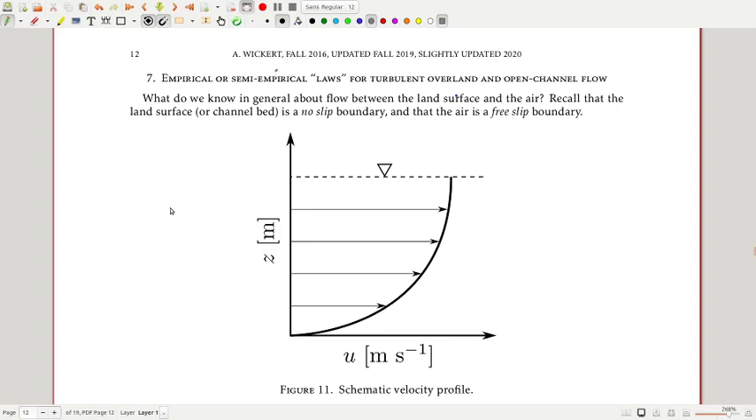Let's imagine water flowing in a river. And this water is flowing between the land surface, so the bed of the river, and the air surface up here. And so just to be really clear in what we're talking about, I'm going to sketch some blue sky up here.